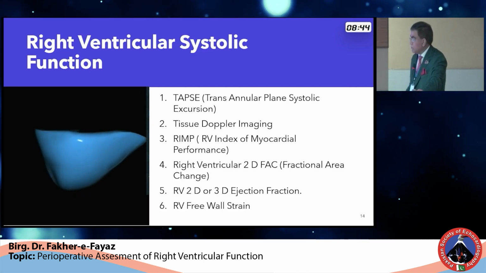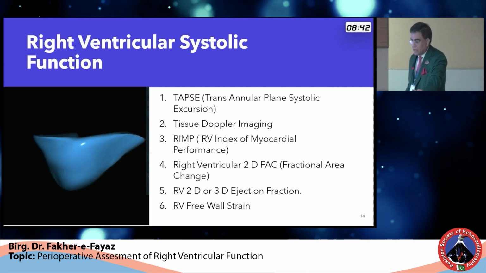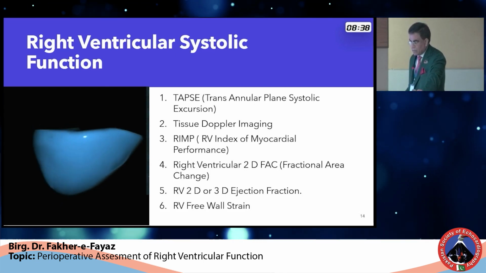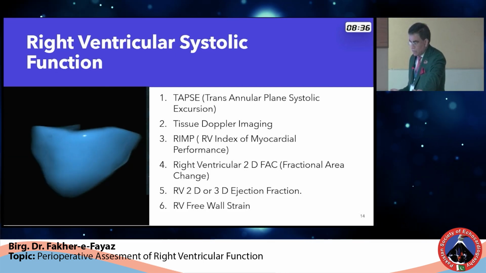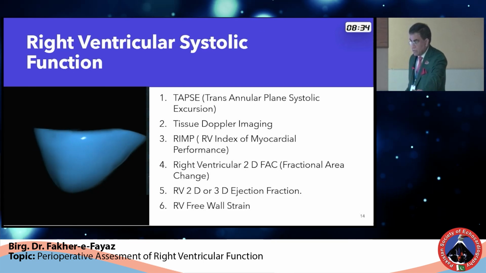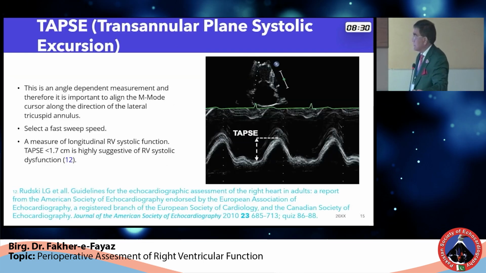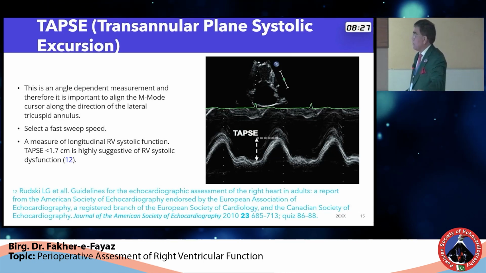For the longitudinal function, we use TAPSE and tissue Doppler, and for the global function, we use the RV index, the RV 2D fractional area change, 3D ejection fraction, and RV free wall strain as well. So let's discuss them one by one. I will not be going into detail.